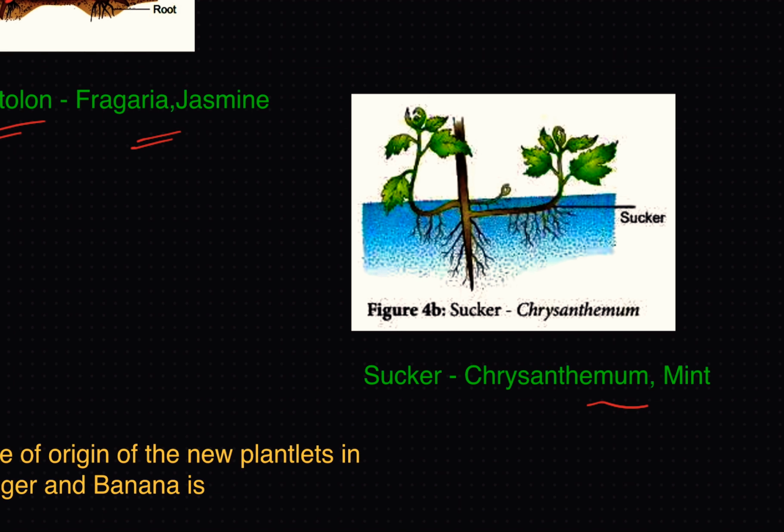Next one is a sucker. Examples of sucker are chrysanthemum and mint. A sucker is the special modified stem that is produced from the base of the stem just below the soil. This stem will grow horizontally for a while, and all of a sudden it grows obliquely and produces a new plantlet. This is the modified stem of chrysanthemum. Another example of sucker is mint.